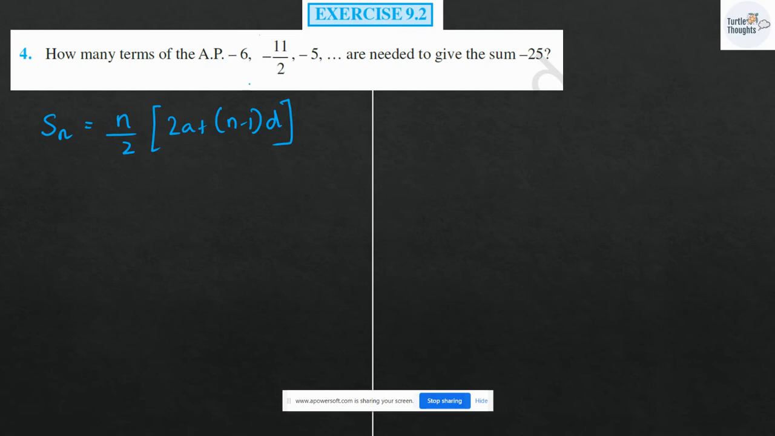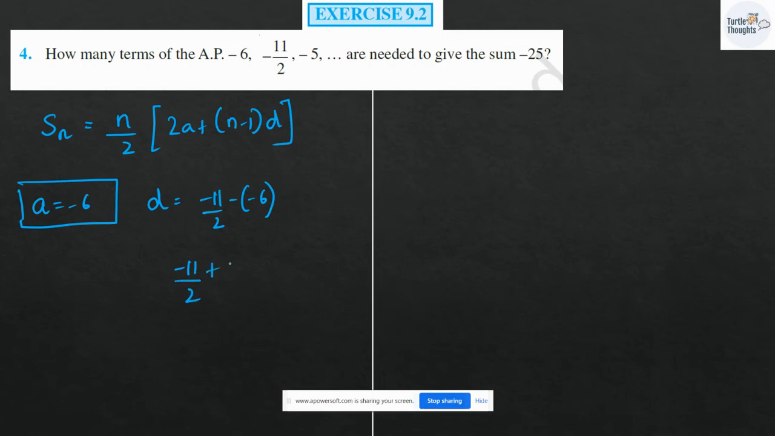So what can we write? a is given, which is minus 6. This is the first term. What is your d? Can I write this as minus 11 by 2 minus of minus 6? So what will be your d? It will be minus 11 divided by 2 plus 6. Solving, I will be getting minus 11 plus 12 divided by 2. So will I be getting your d as 1 by 2? I will be getting d as 1 by 2. I know what is a. I know what is d.